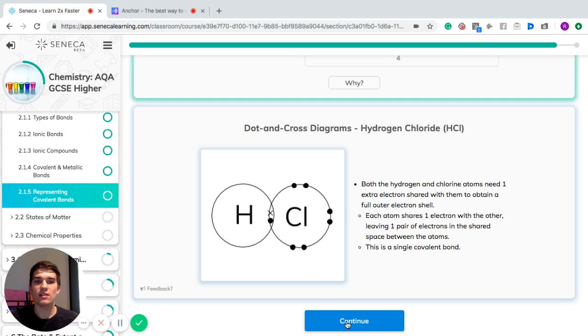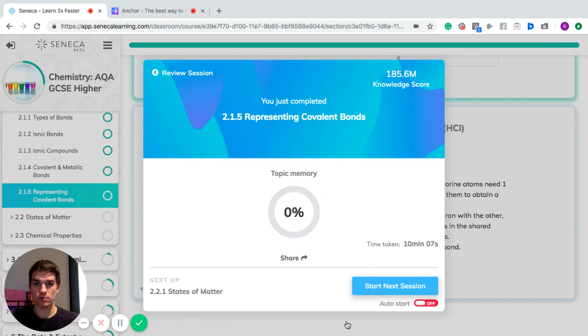Both the hydrogen and the chlorine atoms need 1 extra electron shared with them to obtain a full outer shell of electrons in hydrogen chloride, HCl. Each atom shares 1 electron with the other, leaving 1 pair of electrons to be shared in the space between the atoms. And remember, that's what we call a single covalent bond.